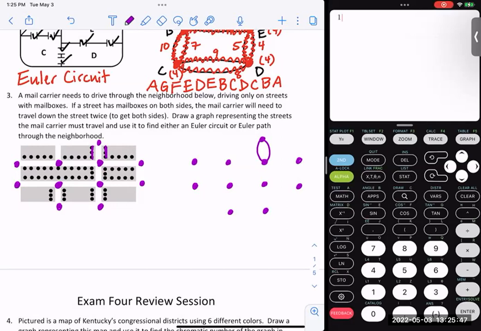I'm just going to go through this. You can do this in any order that you want to. Anywhere that I notice that I have mailboxes on both sides of the street, I'm going to curve my edges a little bit just so I can see both sides of the street there. Just cross these out as I get to them. So like here, I noticed that on this street, there's only mailboxes on one side of the road. So I don't need two edges on that one. I only need one edge.